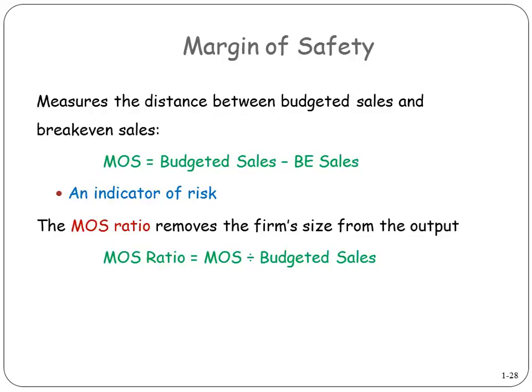And you could look at it as a ratio, which is just your margin of safety divided by your budgeted sales. So that's the percentage above break even that you would be.